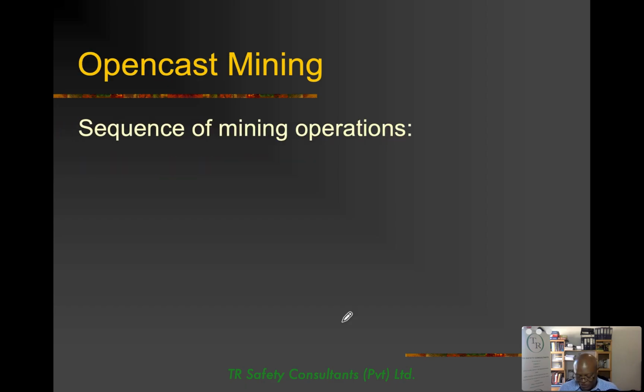The sequence of operations involves the removal of topsoil. Mostly this involves using one of the biggest pieces of equipment you'll find in a mine, known as a dragline. I'll show you pictures of what a dragline is all about, because remember, a dragline in coal mines is a critical piece of equipment. Why? Because if it's not running, you won't be able to open new ground. So that's the removal of topsoil.